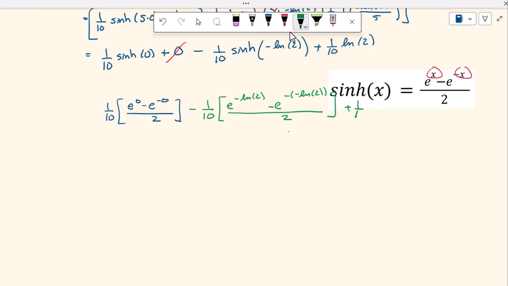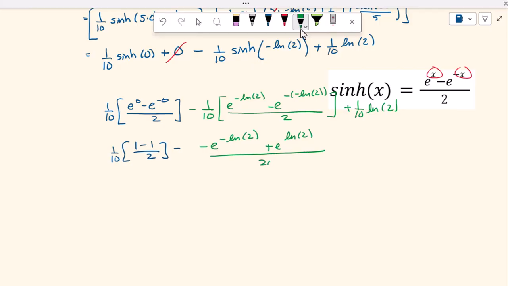And then I have this plus 1/10 ln of 2 here. I better not lose that. Okay, simplifying further. e to the 0 is 1, e to the 0 is 1, and then I have this 1 over 20 out front if you want to look at it like that. Or if you wanted to, you could also flip the 10 down and rewrite this as a single large fraction, however you want to do it. So if I look at this, I have minus e to the minus ln of 2 plus e to the positive ln of 2 all over 20. Now this negative has been distributed, so I need to fix up my signs here.